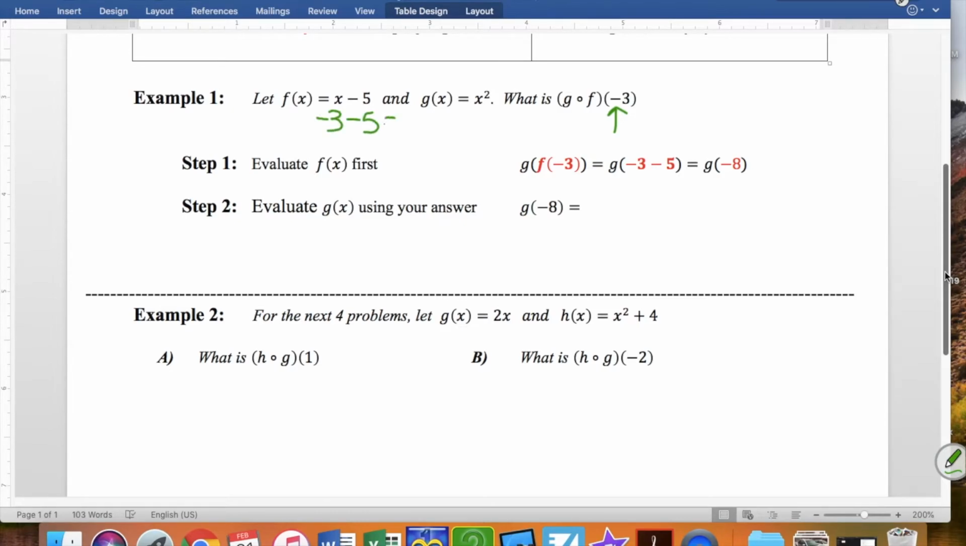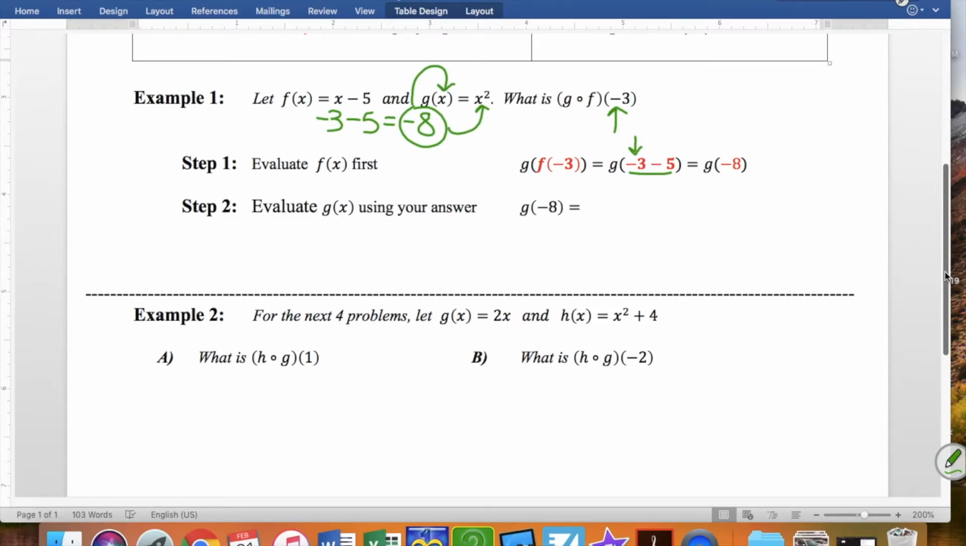-3 minus 5 equals -8. And then I can take that value and put it in right here for my g of x. That -8 becomes, then I do -8 squared. So here I'm just showing you that I substituted -3 in right here for x.